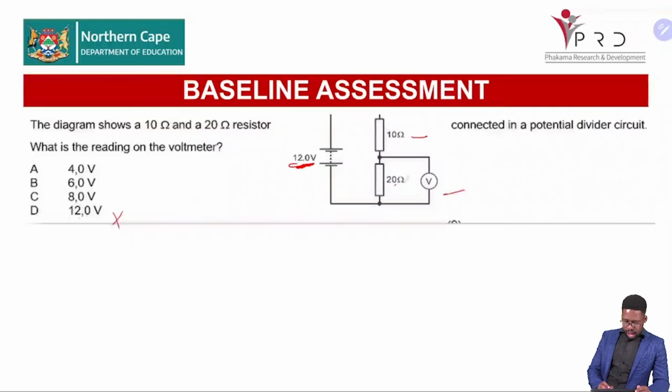And then our answer cannot be 4, it cannot be 6, because we need more work to move the charge from one point to another. So the correct answer will be C. So that is how we deal with the multiple choice question.